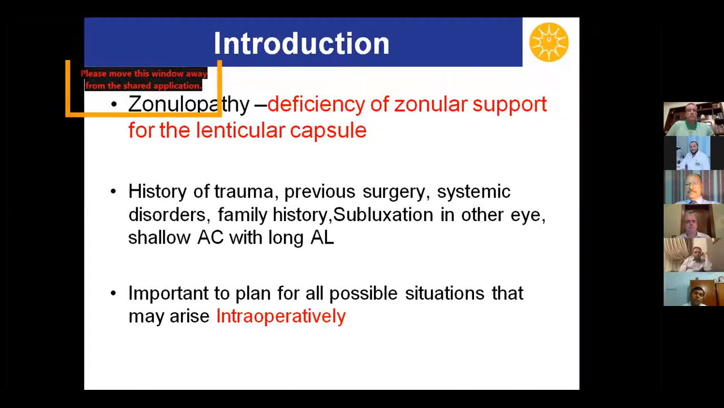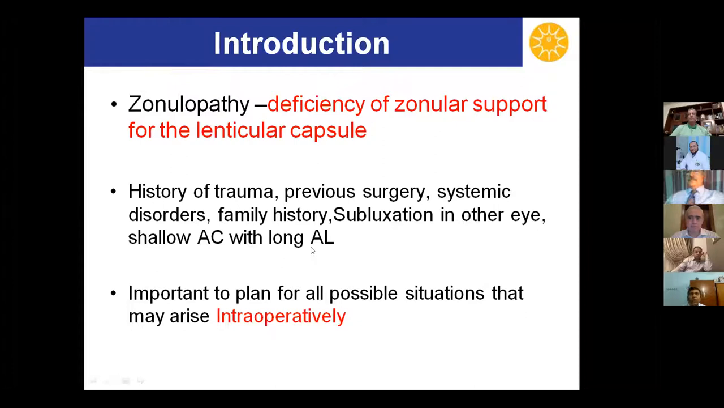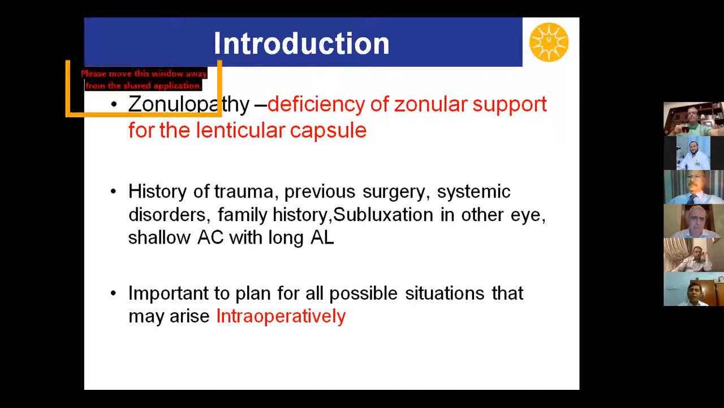When you plan for a subluxated cataract, you should always examine the other eye. Sometimes the subluxation is present in the other eye also. One thing more: with a shallow AC and a slightly higher axial length, the chance of subluxation is slightly higher. And second, it is important to plan for possible situations that may arise intraoperatively.